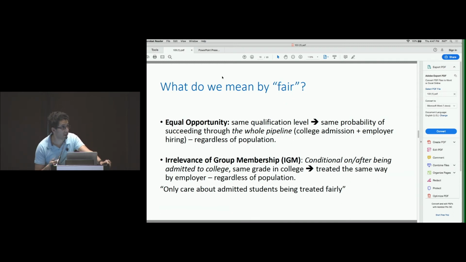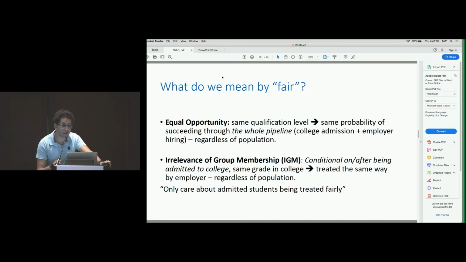So remember that our goal here is to establish fairness down the job market pipeline between those two high school populations. We're going to look at two notions of fairness here. The first one is equal opportunity. And all that is saying is that if two students have the same qualification level, they should have the same probability of going through the whole pipeline, so going from high school to being hired by the employer, and that should not depend on what population they're coming from.